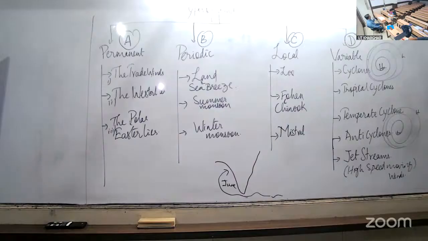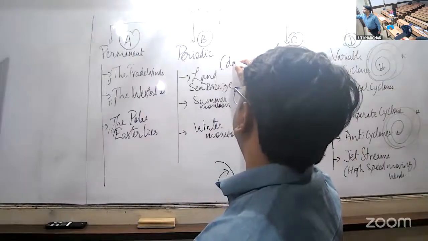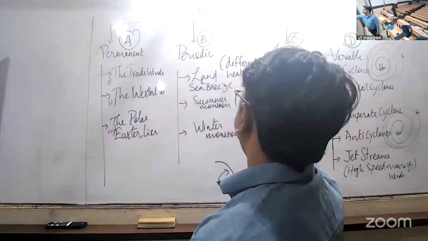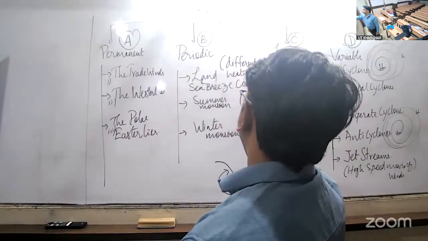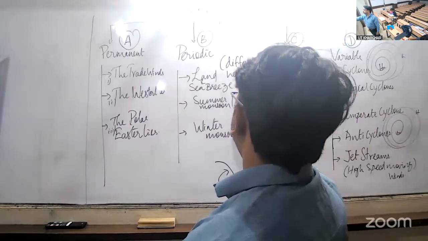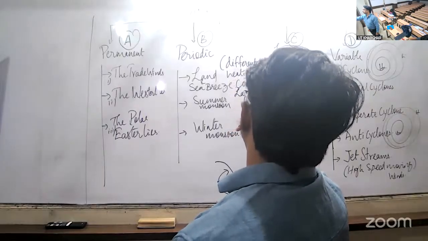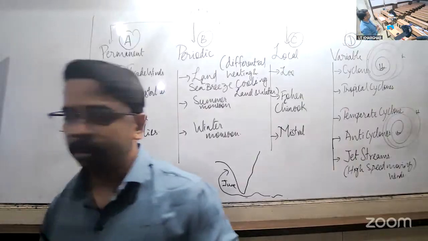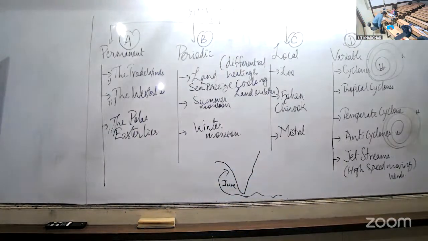Now you write B1, land and sea breeze. It is the differential heating and cooling of land and water that is responsible for these winds. Be careful with the words differential heating and cooling.